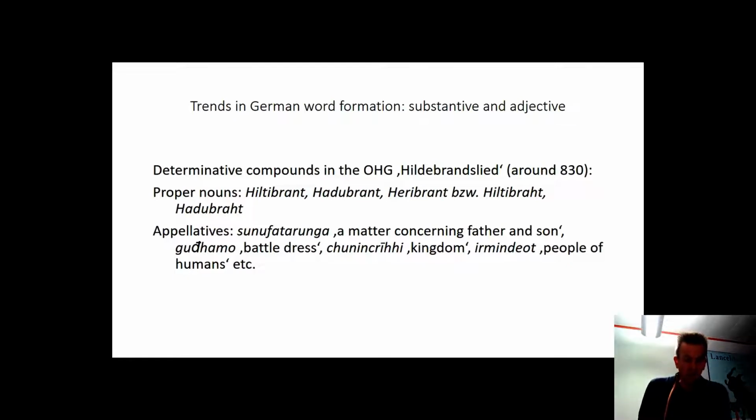The determinative compound is already a productive pattern in Old High German, both for the formation of proper nouns and for the formation of common nouns, as can be shown by examining material from the Hildebrandslied, written around 830, the oldest surviving textual witness of Germanic heroic poetry. If you take a closer look at the compounds of this text, you will see that they all represent a certain type of composition. The first constituent restricts the denotation of the second. There are no other syntactic or semantic relationships between the two constituents.